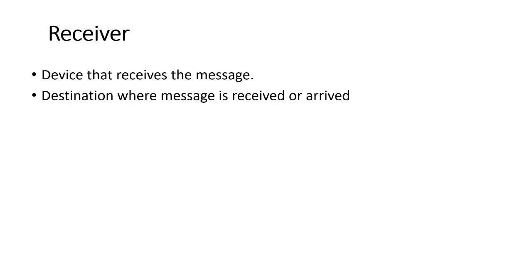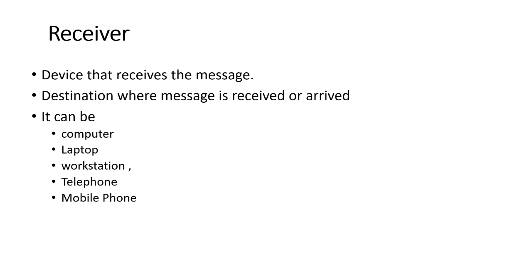Next one is the receiver, also known as the destination. That is also a device that receives the message. As I have told you, it is also known as the destination where the message is received or arrived. It can be a computer, laptop, workstation, telephone, mobile phone, television, or any computing entity that is used to receive the data or where data arrives.